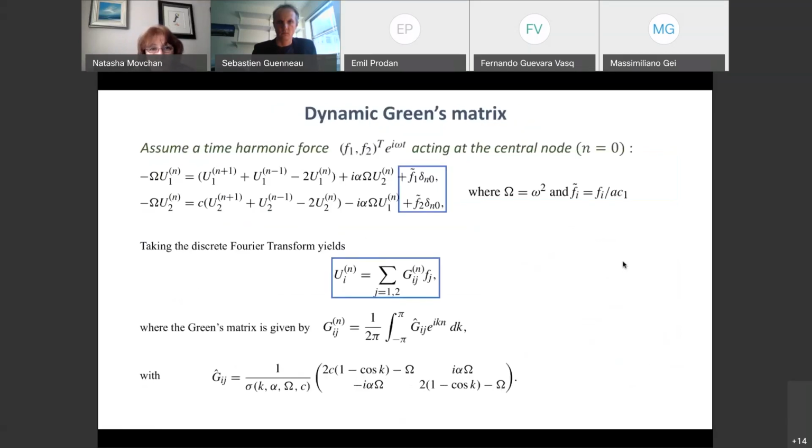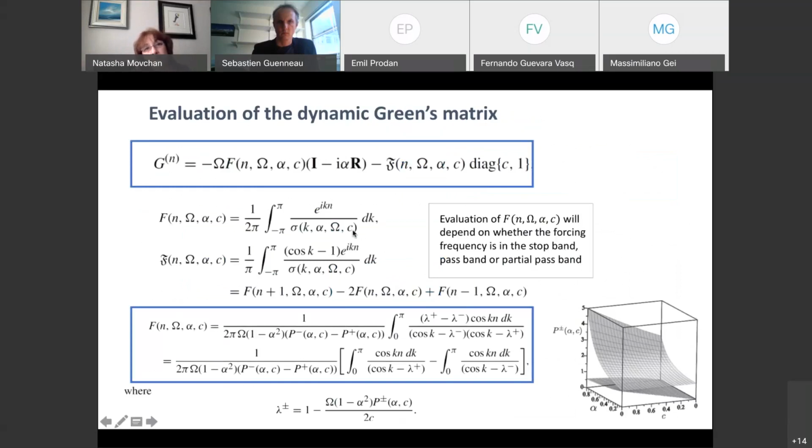So when we evaluate these quantities F, which are included in the representation for the dynamic Green's matrix, the way we evaluate it will depend on whether our forcing frequency is within the stop band, pass band, or partial pass band. And in fact, this quantity capital F, which we have here, can be written in this particular form, where lambda plus minus is associated with these polynomials p plus minus we have in the representation for the eigenfrequencies.